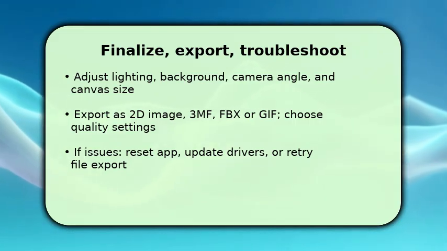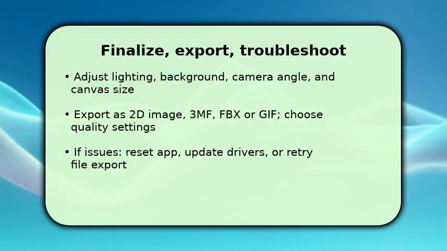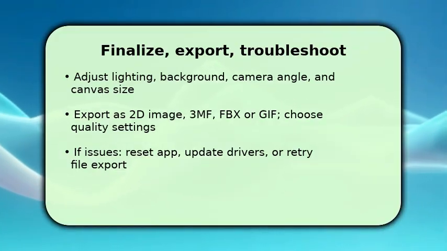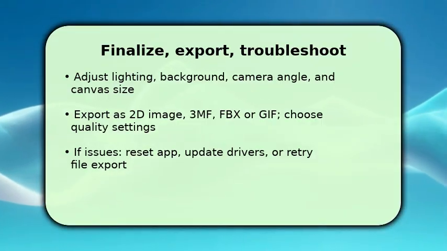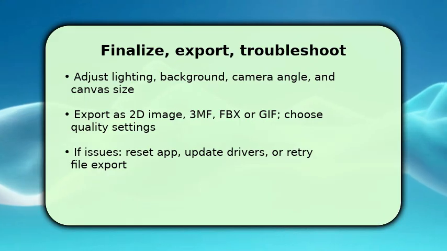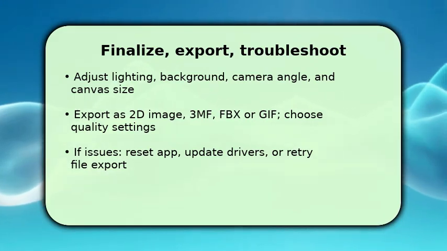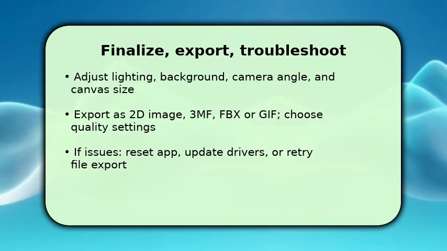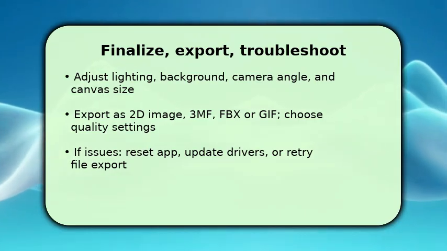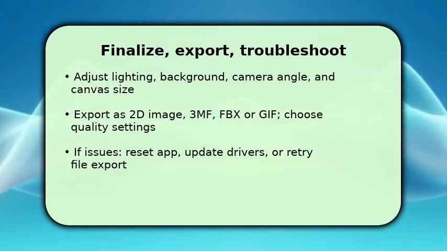Choose PNG/JPEG for images, 3MF or FBX for 3D printing, or GIF for simple animations, and pick quality settings to match your use. If export or rendering fails, try closing and reopening Paint 3D, update graphics drivers, or reset the app. These steps often clear corrupted cache or permission issues, so you can export smoothly.